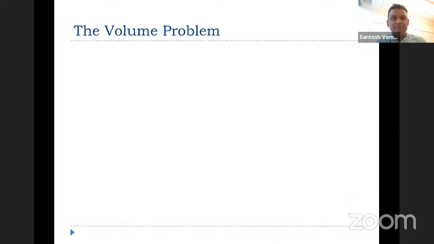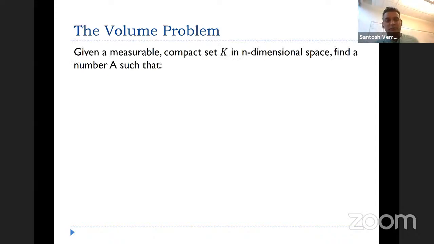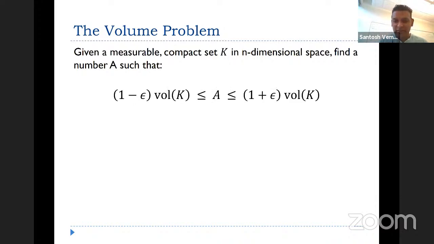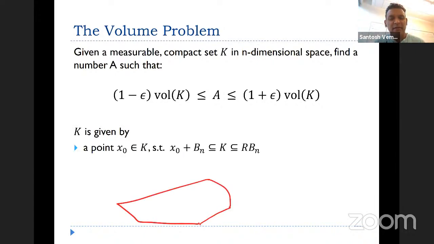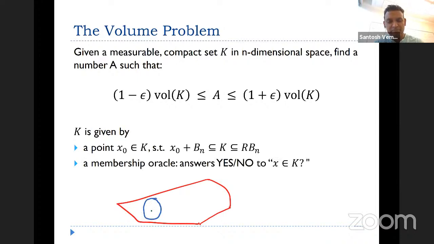So here's the problem. We have a set in high dimensions. We'll assume it's compact, so it has volume. And the goal is to estimate its volume to within some relative error. So there's no issue of representing the final answer. Now, how is this set given to us? It's specified by some point in the set, which is a little bit deeper in the set. It's not completely on the boundary. So we'll make this precise by saying that there's a unit ball around a point which is fully contained in the set. And in addition, the entire set is contained in a ball of radius some capital R. So this capital R and the point x0 are both specified to us. There's no bound on capital R. I mean, it could be exponentially large and so on. So it takes log of capital R bits to specify it.